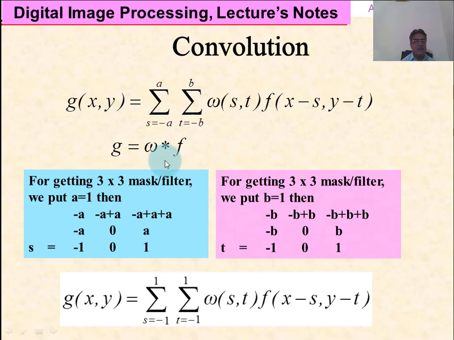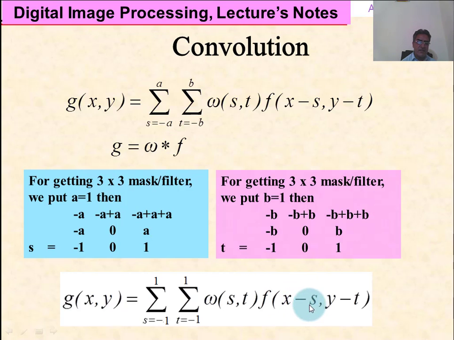If it is a 3 cross 3 mask, then a from minus a to a and minus b to b will become s is equal to minus 1 to 1 and t is equal to minus 1 to 1, and the above expression will become like this. But w of s,t and f of x minus s and y minus t will do. Actually, with this minus, we are subtracting the index of the mask from the index value of the input image.